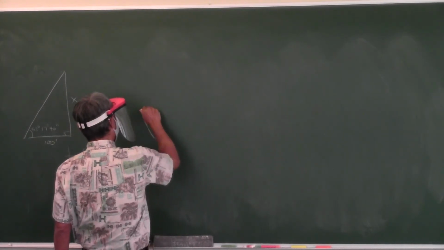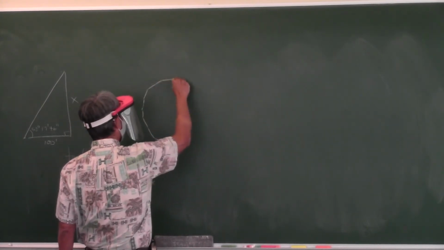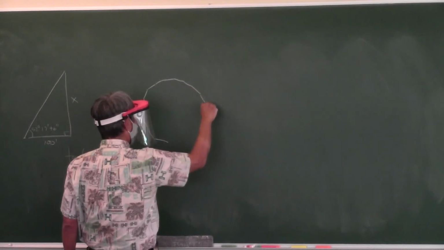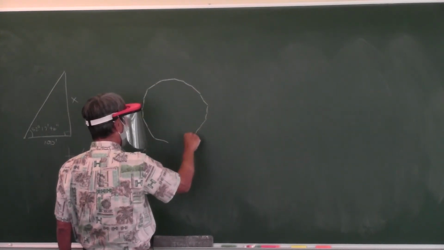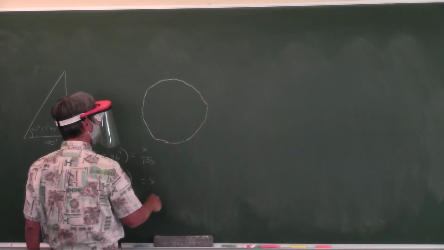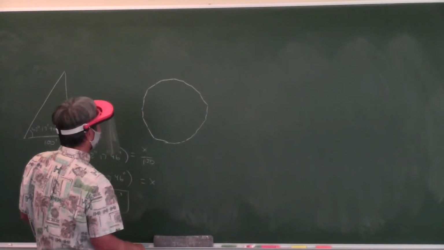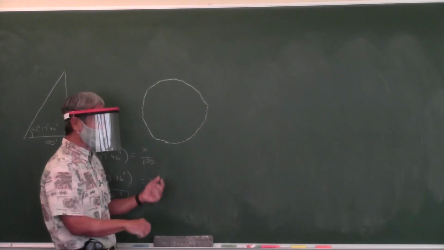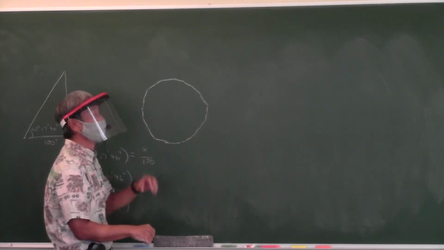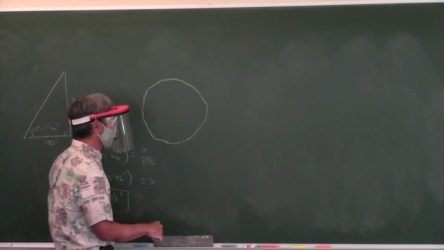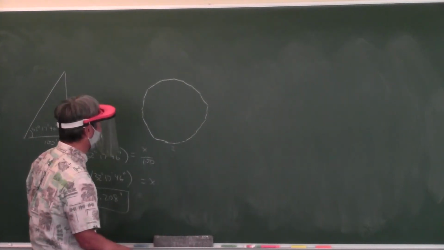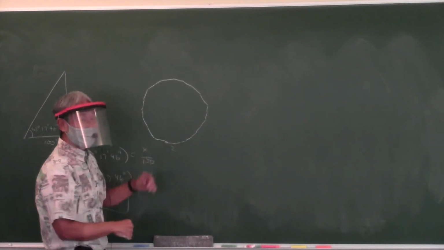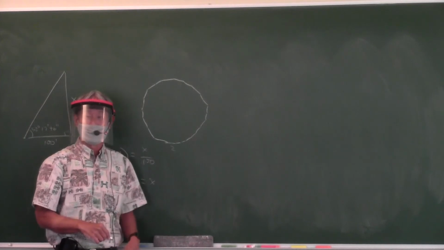1, 2, 3, 4, 5, 6, 7, 8, 9, 10, 11, 12, 13, 14, 15, 16, 17, 18, 19, 20, 21, 22, 23. Not bad. And each side has a length of what? X. No, give me a number. 1. Okay, let's go with 2 then. Okay, so find the area of this regular 23-gon.